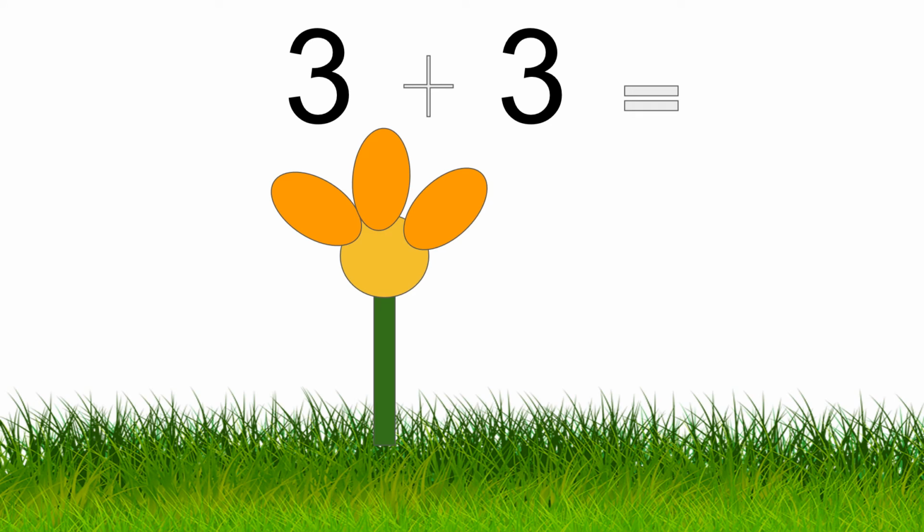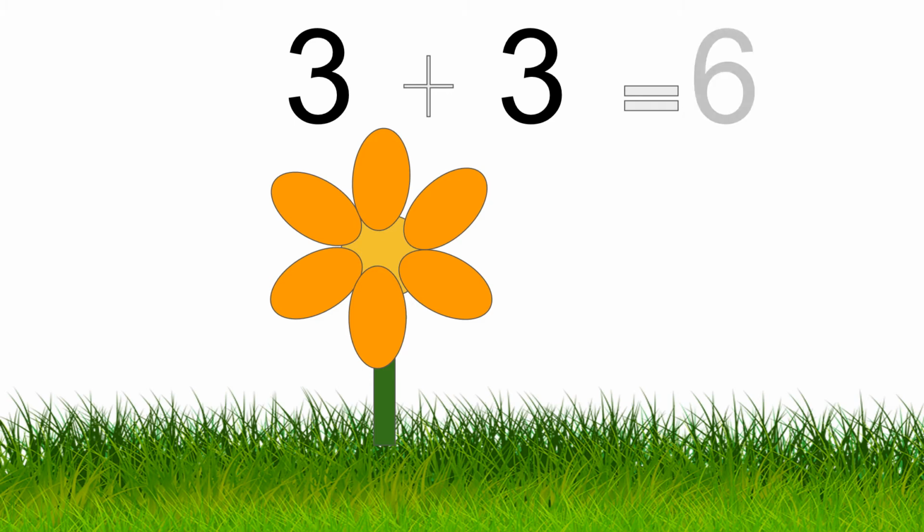Our next problem reads 3 plus 3. We already have 3 orange petals. How many more orange petals do we need to add? 3. Let's add the 3 petals. 1, 2, 3. So we have 3 plus 3. Let's count or add up the petals. 1, 2, 3, 4, 5, 6. 3 plus 3 equals 6.